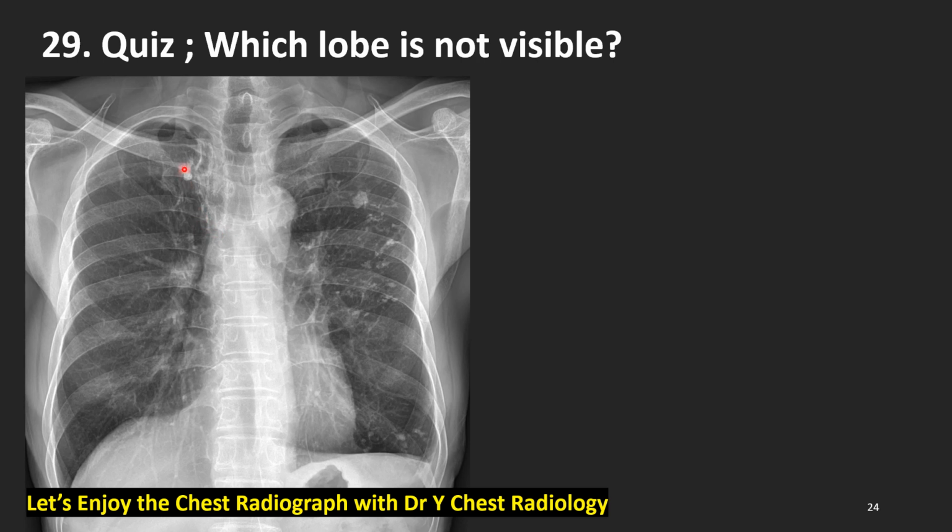This case represents right upper lobe collapse. The hilum is elevated, and the right side pulmonary vessels are much smaller than usual, much scarcer than on the left side. This means there is volume loss of the right upper lobe.